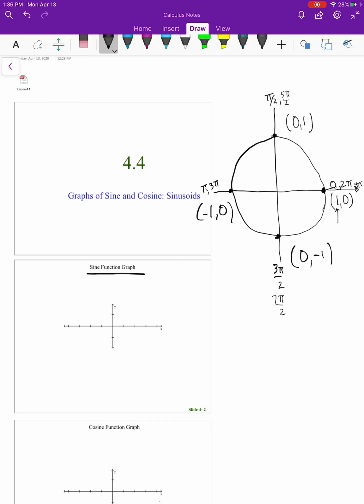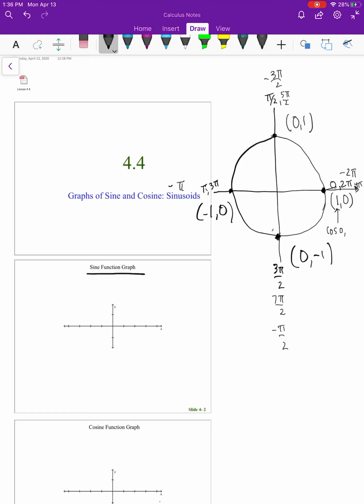We could also start here at the positive x-axis, and we could go in the clockwise direction. And then this point right here would be the point negative pi over 2. And then if we kept going in the clockwise direction, this one right here would be negative pi. And then this one would be negative 3 pi over 2. And then this one would be negative 2 pi.